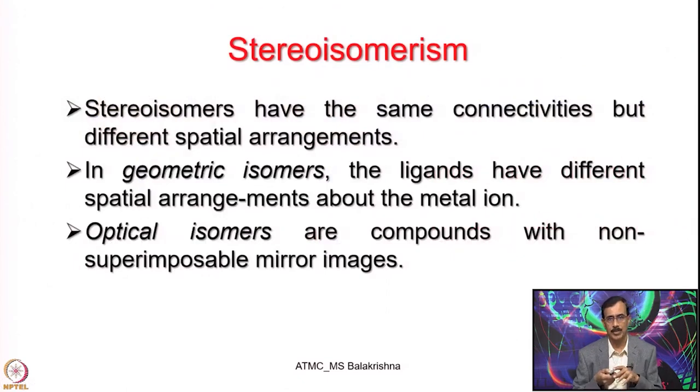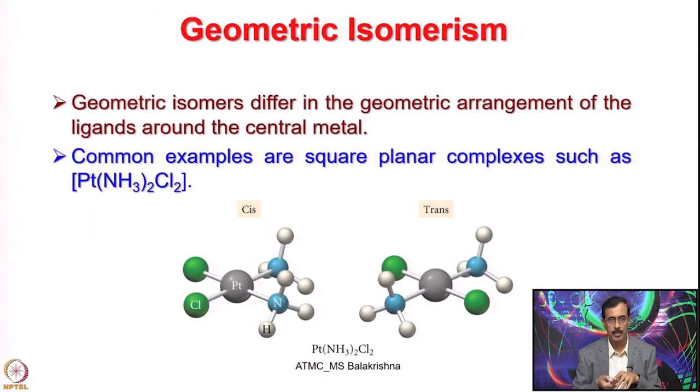And stereoisomerism. Stereoisomers have the same connectivities but different spatial arrangements. In geometric isomers, the ligands have different spatial arrangements about the metal ion. Optical isomers are compounds with non-superimposable mirror images. They come under stereoisomerism. And geometric isomerism: geometric isomers differ in the geometric arrangement of the ligands around the central metal.